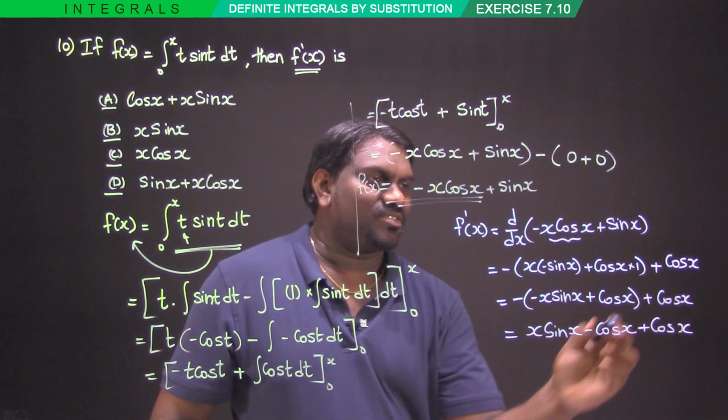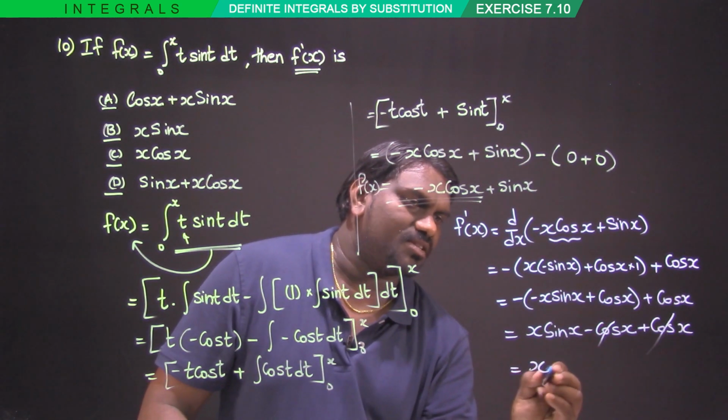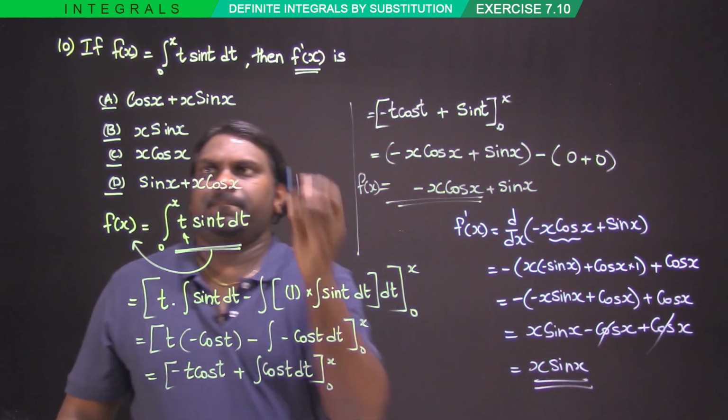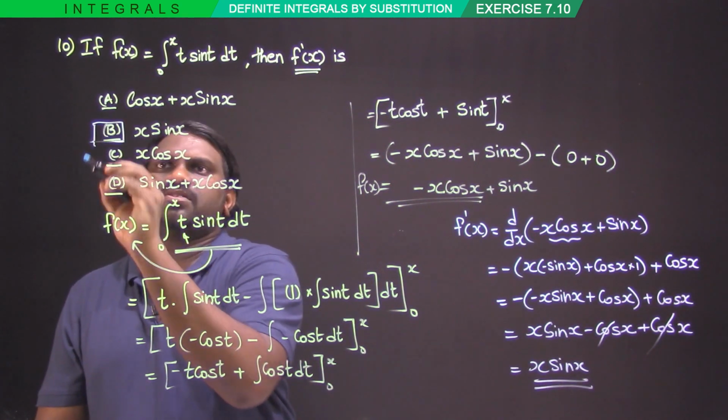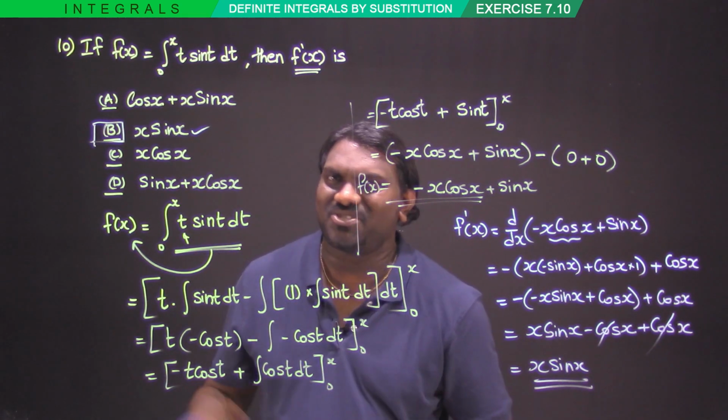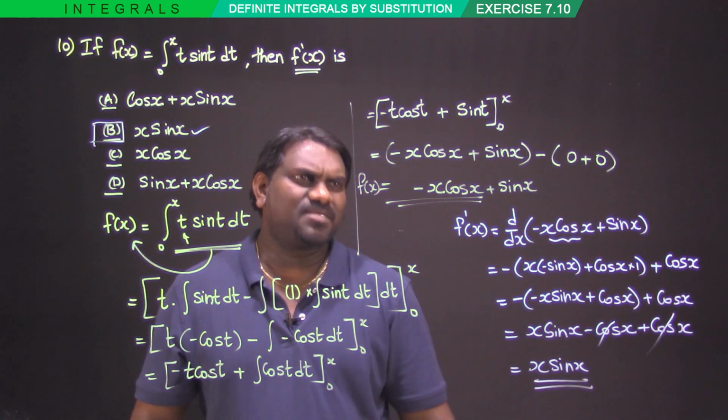What should you need to do? Just simply cancel. And what's the answer? X sin x. X sin x. Yeah, so B is going to be my answer for my last question. This is the 10th question here. So it's pretty easy, right?